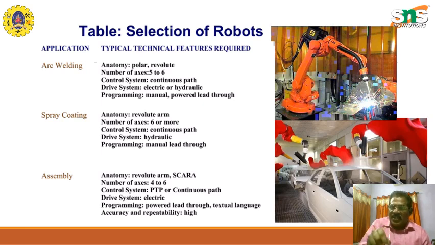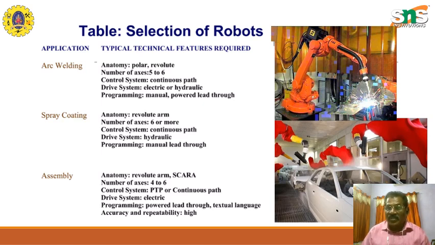It will register that point based on the coordinates, and then it will try to reach that point back again. Okay. The next one is the spray coating. In spray coating, the anatomy, you have the revolute joint, number of axes is 6, control system is continuous path, drive system is hydraulic, and the programming is manual and lead through.